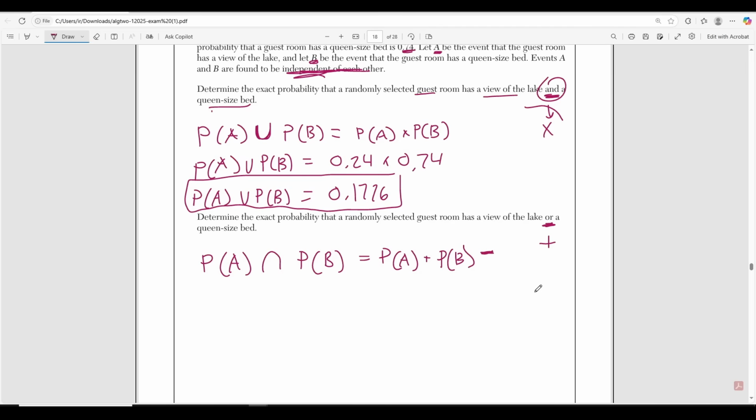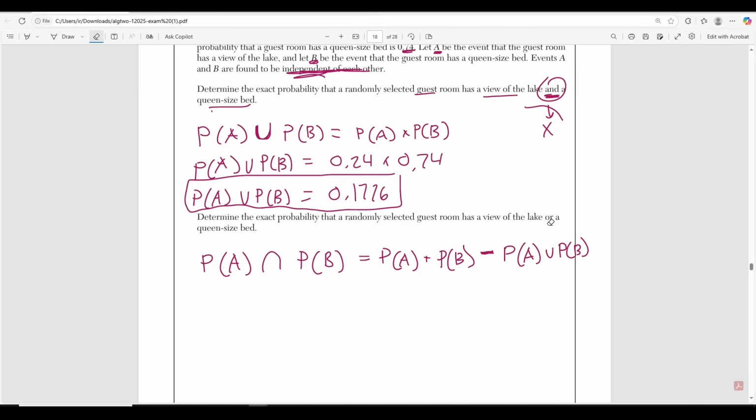If I want a lake or a bed, I don't want both of them. I want one or the other, right? So I'm going to subtract the probability of A and the probability of B happening at the same time. I want a view of a lake or a bed, not both. I don't care about the overlap, so I'm actually going to take it away from that probability when I calculate it, okay? It doesn't matter. I don't care when both of them happen, if you have a room with a lake and with a queen-size bed. I just want a room that has one or the other, okay?